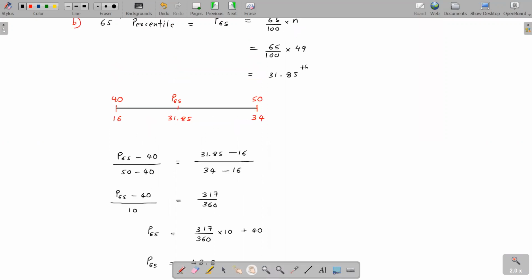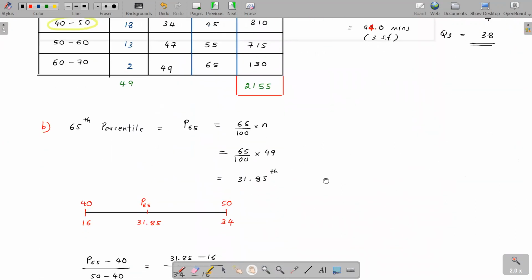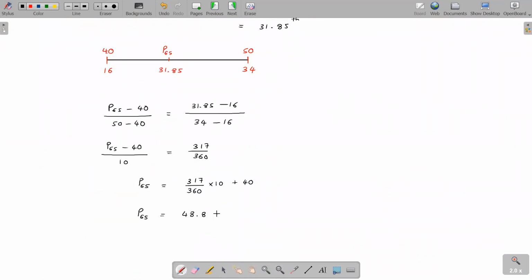What are we measuring here? Time? Yeah, it's time in minutes, right? Time waiting in minutes. So 48.8 minutes is the 65th percentile corrected to 3SF. Okay.